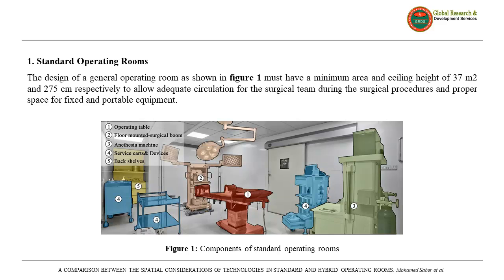On one hand, standard operating rooms must have a minimum area and ceiling height of 37 meters square and 275 centimeters respectively, to allow adequate circulation for the surgical team during the surgical procedures and proper space for fixed and portable equipment.